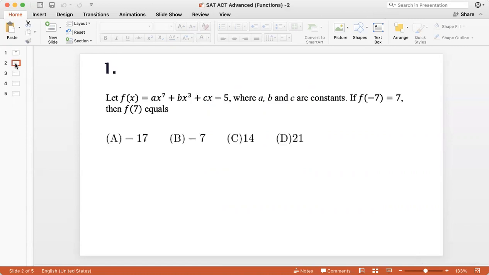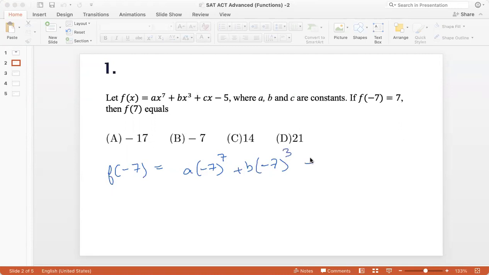Question 1. Let f(x) be ax^7 + bx^3 + cx - 5, where a, b and c are constants. If f(-7) is 7, then what is f(7) equal to? So if I write f(-7), that would be a times (-7)^7 plus b times (-7)^3 plus c times (-7) minus 5. And this should be equal to plus 7.